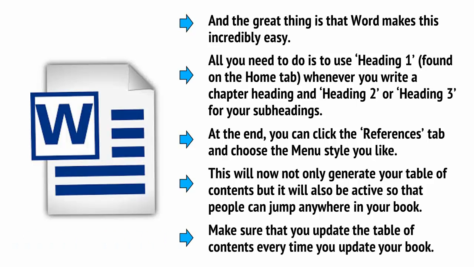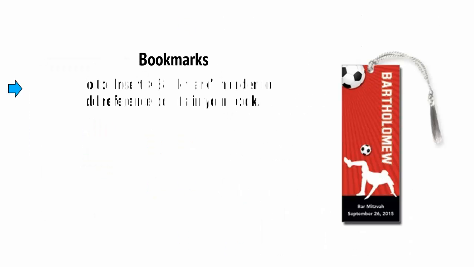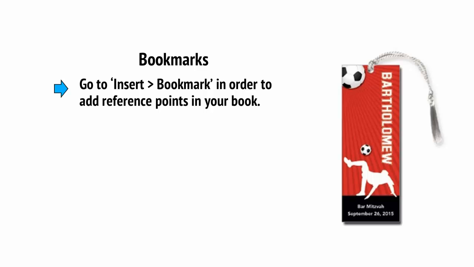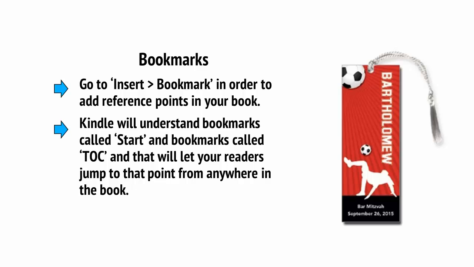Make sure that you update the table of contents every time that you update your book. Even if you're just changing the size of the font, you need to make sure that you keep the table up to date. Then there are bookmarks. Go to Insert and then Bookmark in order to add reference points to your book. Kindle will understand bookmarks called Start and bookmarks called TOC, table of contents, and that will let your readers jump to that point from anywhere in the book. And these are known as guide pages.